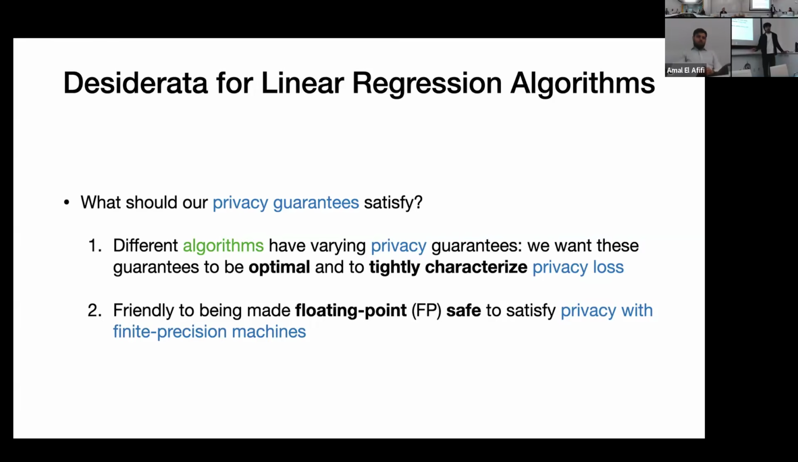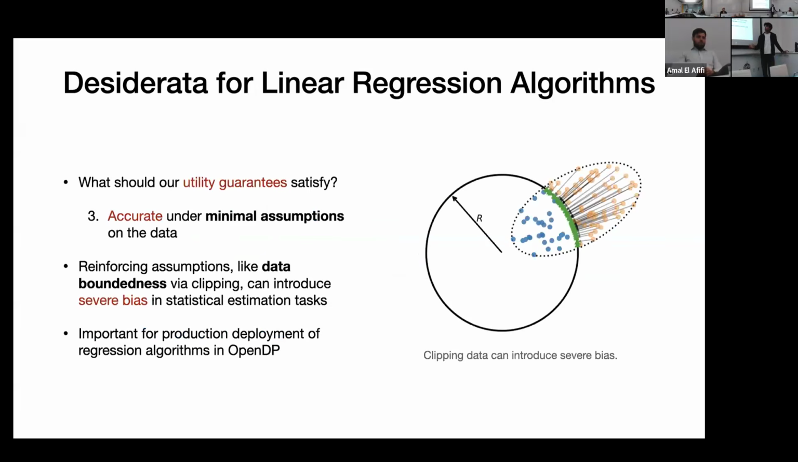And outside of these privacy-related desiderata, one other thing we want is our utility guarantees to be accurate under minimal assumptions in the data. I mentioned this before, but the example that I want you to keep in mind for the rest of this talk is data boundedness, which is typically enforced via a procedure called clipping, wherein we take our data and scale it down to some maximum norm. Clipping is naturally known to introduce bias in estimation processes.